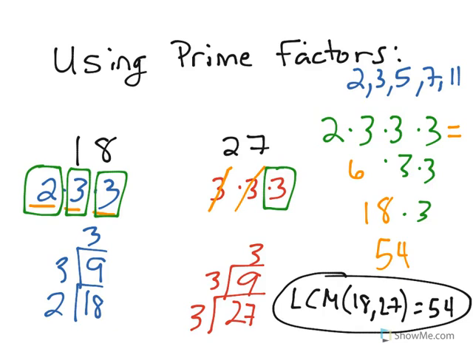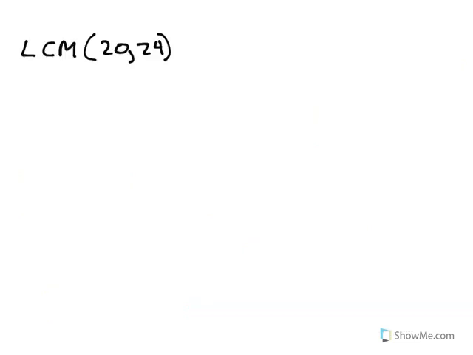This is very helpful when you have large numbers because it's not easy to write out all the multiples of 18 and 27. Okay, so let's find the least common multiple of 20 and 24. We'll start out by finding the prime factors of 20.